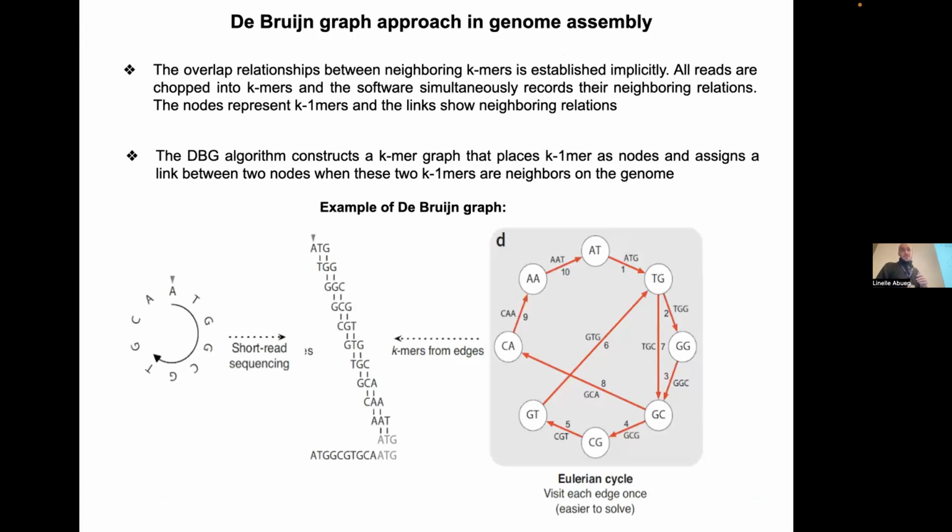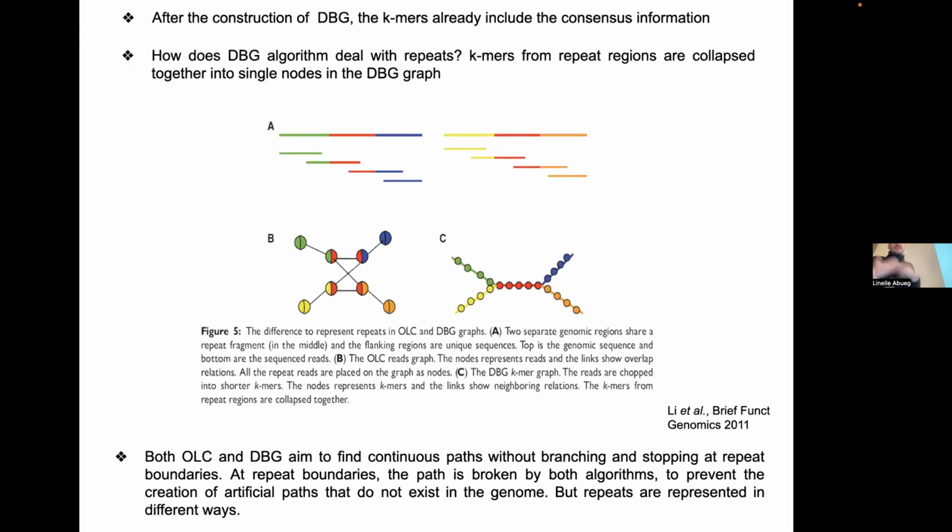So that's basically the same thing. This leads to essentially different results. So if you compare a graph from OLC to an assembly that uses the De Bruijn graph, for instance, here is an example. If you look at repetitive elements, how they are represented in the OLC versus the De Bruijn graph.